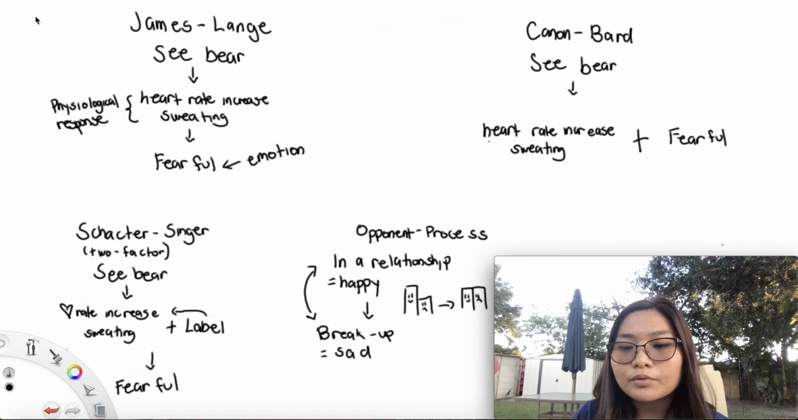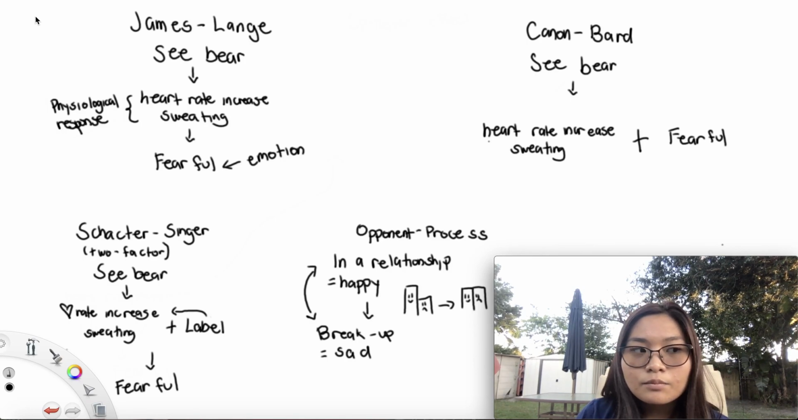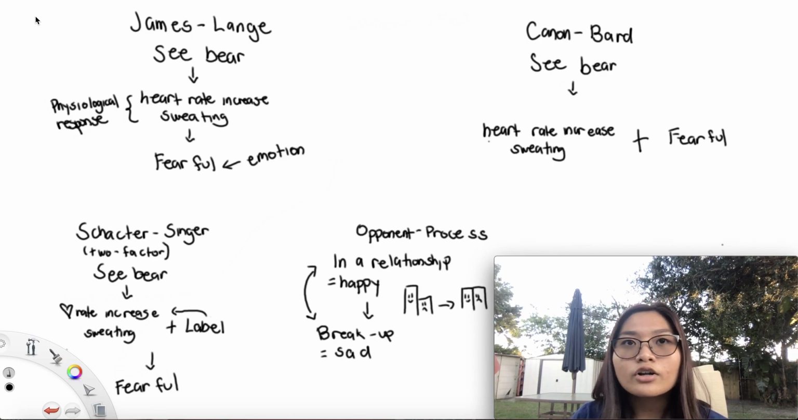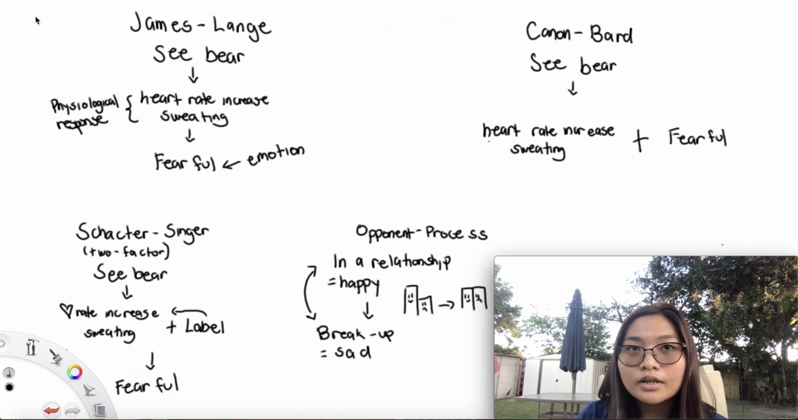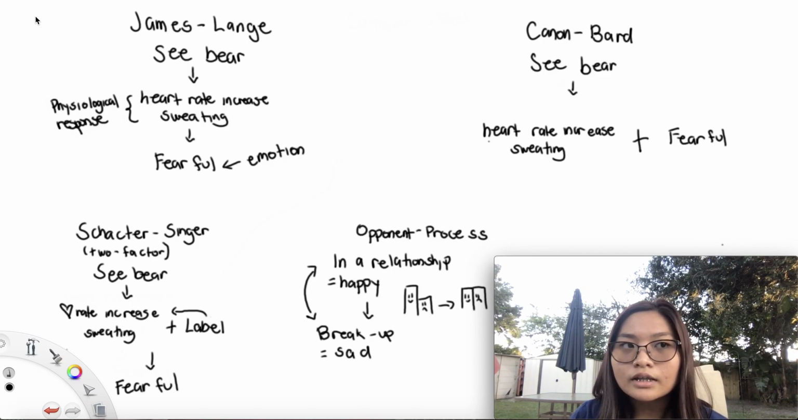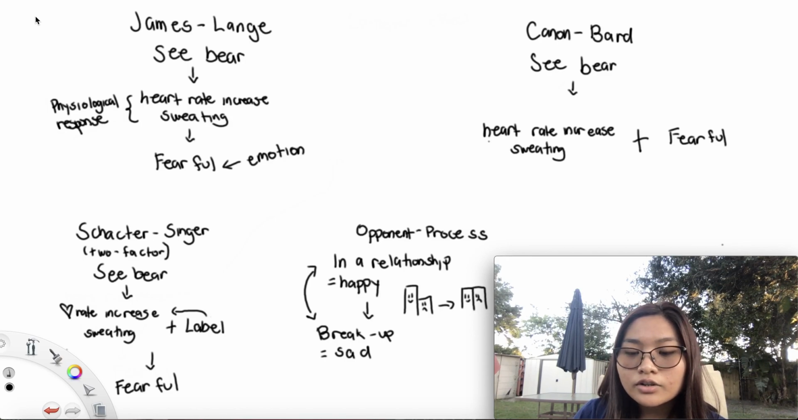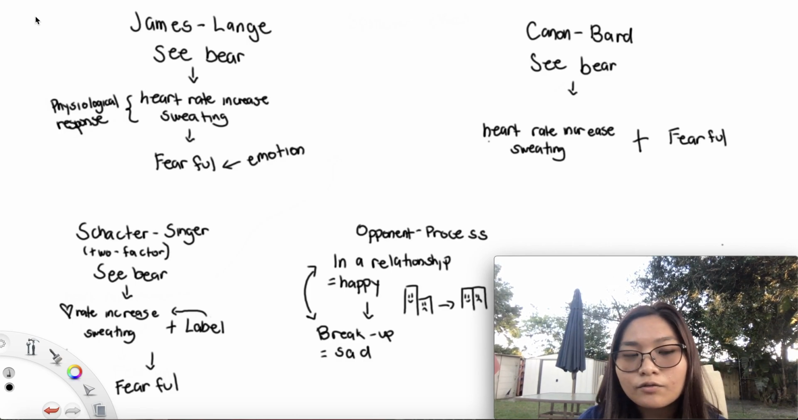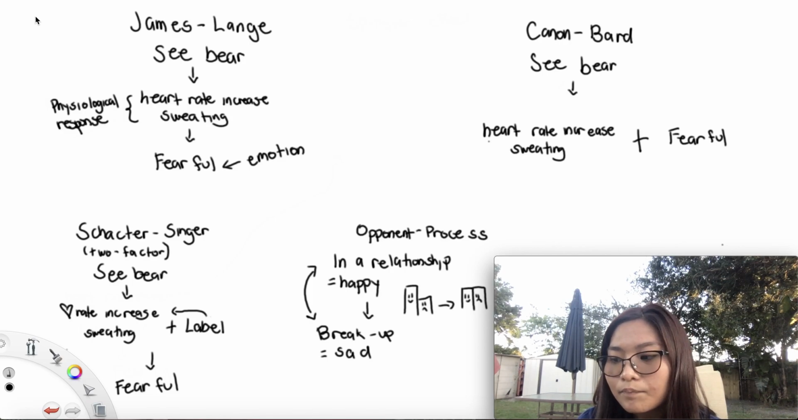A lot of people did not agree with this because they say it does not make sense. How can your heart rate increase be different when you're being afraid or when you're being extremely happy? So in the Cannon-Bard theory, it says that the physical response and the emotion happen simultaneously.